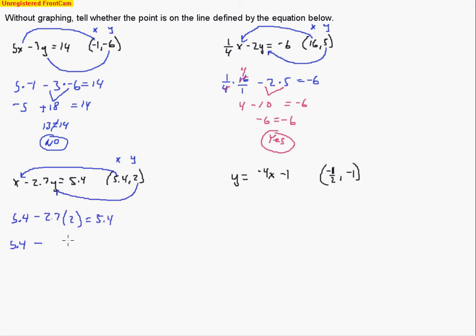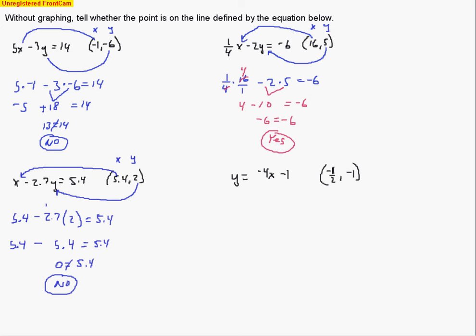This makes 14, carry a 1. 2 times 2 is 4, plus 1 is 5. Move the decimal over, and it's still negative. And when I subtract those two numbers, I get 0. So obviously 0 does not equal 5 4/10, so that one is a no.